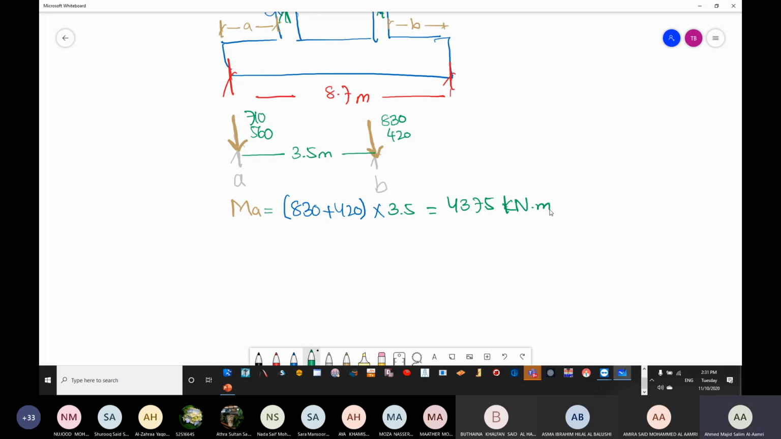Amira, it is zero if you are talking about this one. Actually, there are two forces: the forces of column number 2 and the forces of column number 1. Forces of column number 1 will be multiplied by 3.5 because the distance between A and the load is 3.5. Moment is force multiplied by distance. For column number 2, let's say this is C1, this is C2. So we multiply the C2 load, which is 830 plus 420, by 3.5, which is the distance to A. And then we need to multiply C1 by its distance. Now the distance of C1 to A is equal to 0. That's why from the beginning I didn't include it.